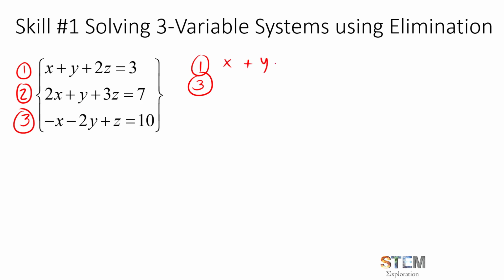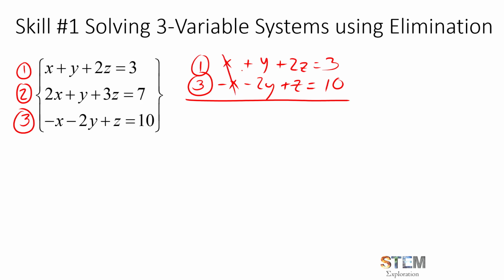So x plus y plus 2z is equal to 3, and negative x minus 2y plus z is equal to 10. What's going to be really nice about this circumstance is these guys cancel. And then I get negative y plus 3z is equal to 13.